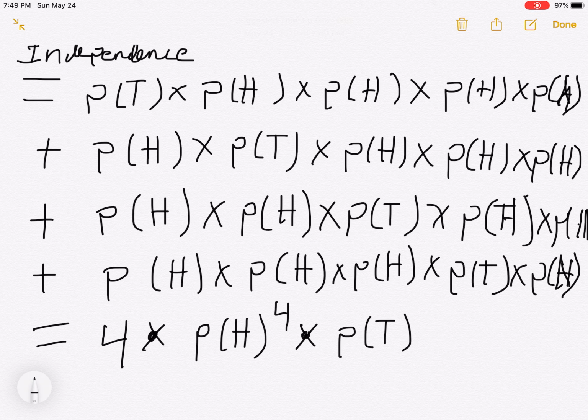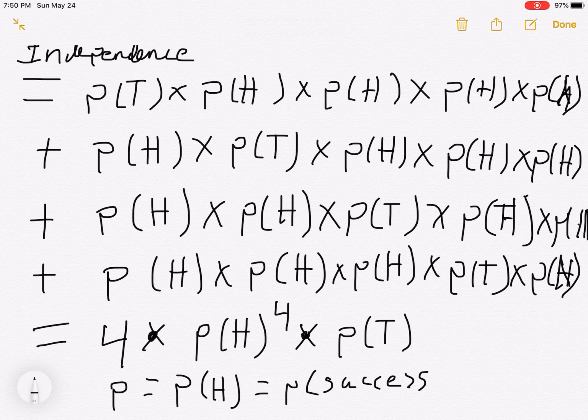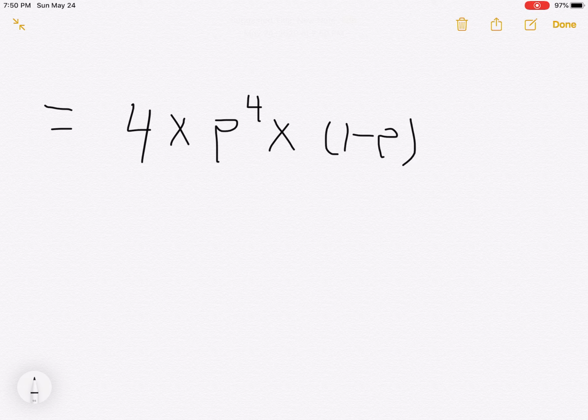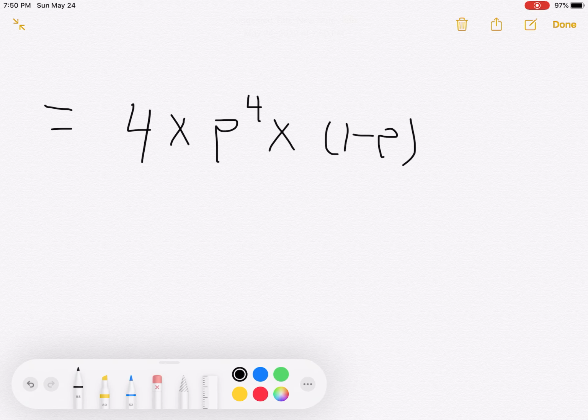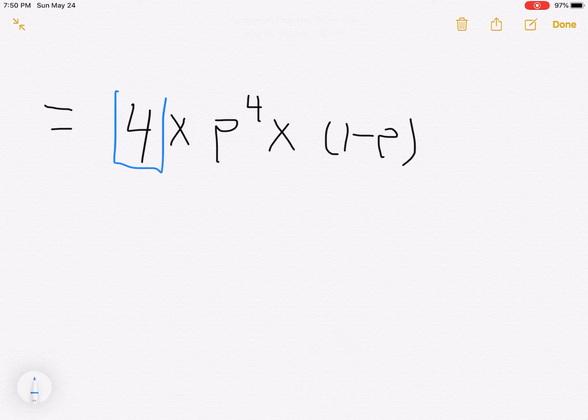Okay. And if I let P equal the probability of heads, I'll call that probability of success. Then I can rewrite this in a specific way. Okay, this is going to be 4 times P to the 4th times 1 minus P, which I'll call Q. Okay, and you might ask, like, where did that 4 come from? Well, that 4 came from the number of ways X occurs.